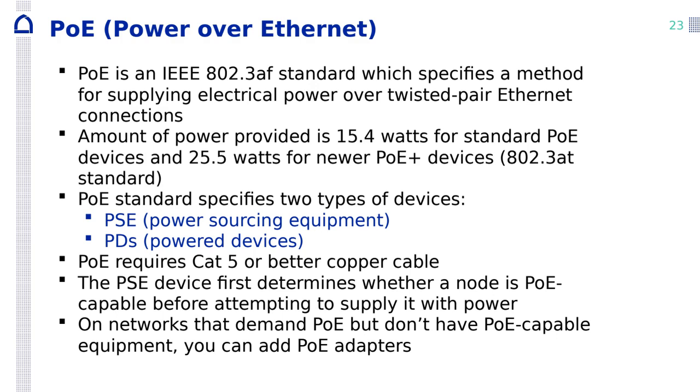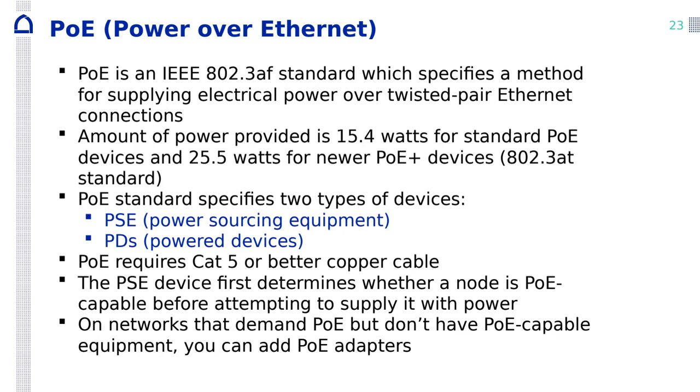We also have another method which is called Power over Ethernet. It is an IEEE 802.3 standard which specifies a method for supplying electrical power over twisted pair. And the amount of power used is 15.4 watts, okay, and 25.5 watts for Power over Ethernet plus devices.